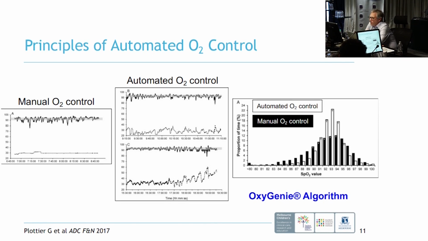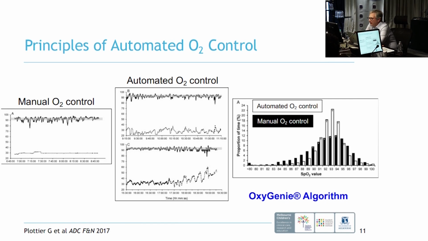With automated control, you can again see that the oxygen saturations are fluctuating quite a lot. But that is what you'd expect, because it's the patient that controls these fluctuations. What you can see at the bottom is that the FiO2 is changing much more frequently than it would if it was manual control. And that's the presumed benefit of the different closed-loop oxygen algorithms.